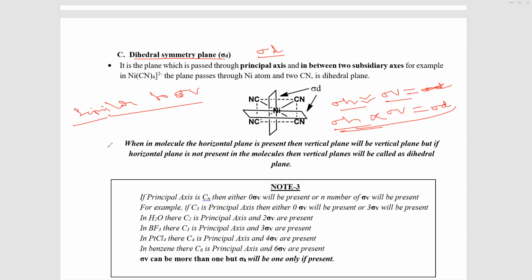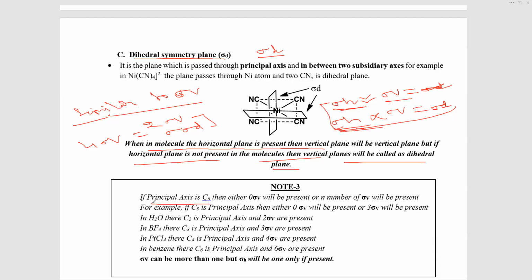Sometimes in some books it is also written that suppose there are four sigma v, so two will be sigma v and two will be sigma d. But you need to remember this trick: if the horizontal plane is present, then sigma v will be sigma v. And if the horizontal plane is absent, then sigma v will be sigma d only. So when a horizontal plane is present in the molecule, then the vertical plane will be called vertical plane. But if the horizontal plane is not present, then the vertical plane will be called dihedral plane. So that thing you have to remember.